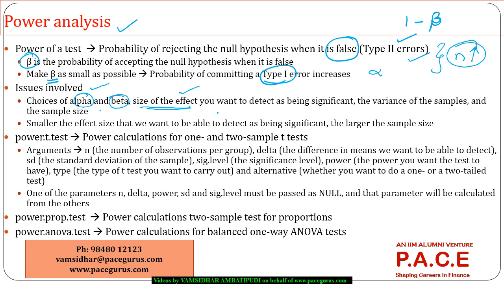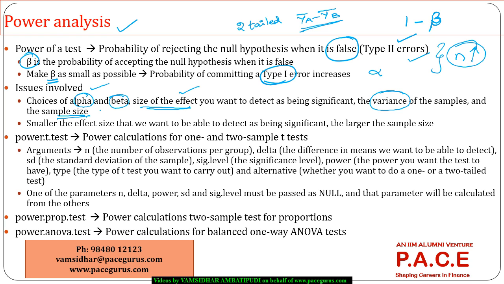I can really afford to detect as being significant. Let's say, when I'm taking a two-tailed t-test, when I'm comparing YA bar minus YB bar, what should be the kind of difference between the two wherein I want to treat it as significant? Based on that, it can tell me what should be my sample size, the variance of the samples. What do I want the variance of my samples to be, and also the sample size. All these are interdependent variables.